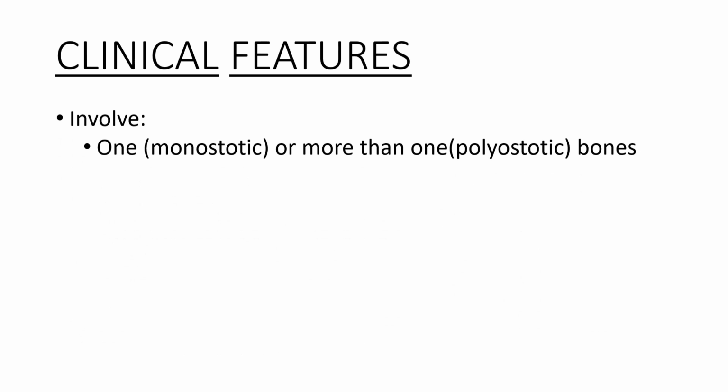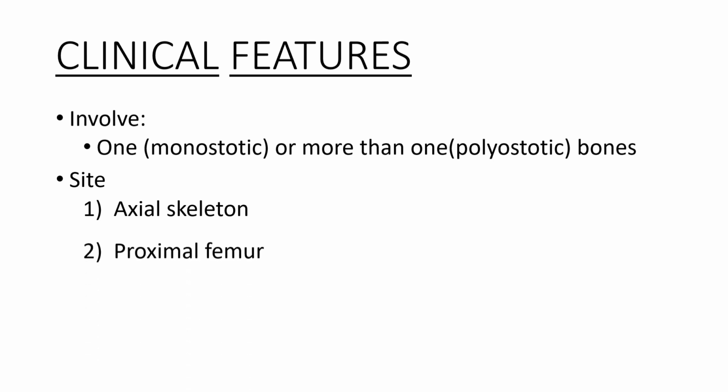Now coming to the clinical features, there may be involvement of a single bone, which is monostotic, or more than one bone, which is polyostotic. The locations where this disease commonly affects are the axial skeleton like skull, ribs, vertebra, etc., and the appendicular skeleton like femur, humerus. Particularly it affects the proximal part of the femur.